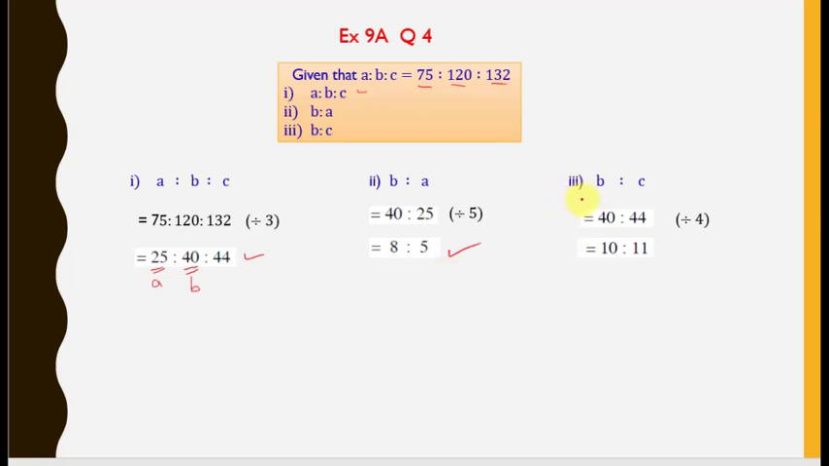Then in the third part we have to find B is to C. Now if you look, B is 40 and C is 44. So B is 40, C is 44. We can divide both these values by 4, and the answer will be 10 is to 11. So that will be the answer of part 3. It's very easy.